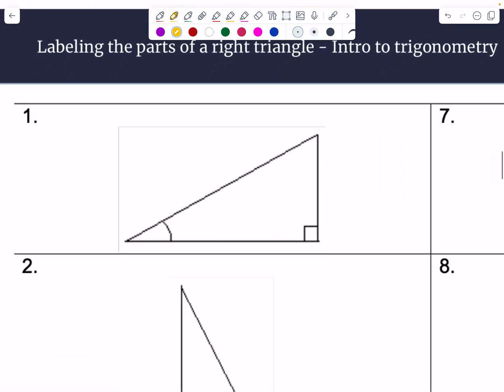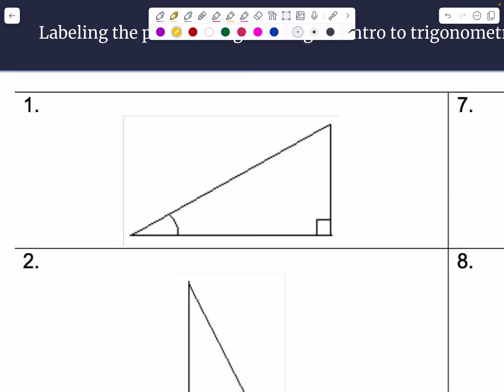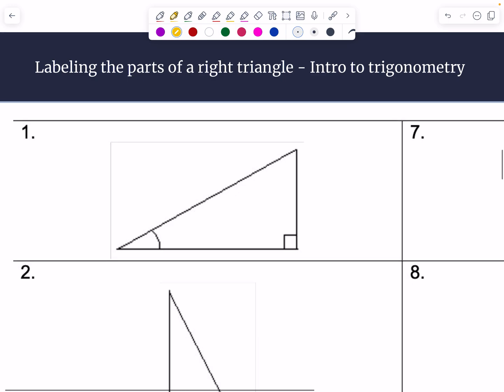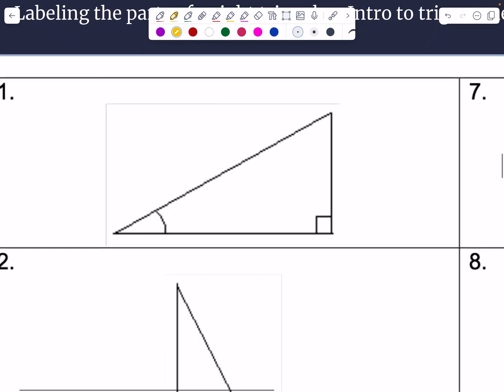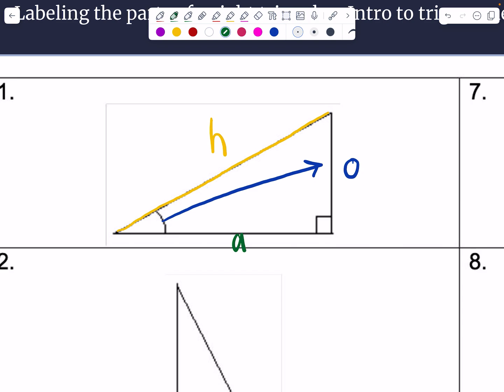So let's start and let's practice. Here's my highlighted angle, so you're always going to go from that angle. In number 1, it says label the parts of the triangle. And so let's label it. I always start with my opposite piece. What is opposite to this angle? That's this one. What is always my hypotenuse? It's always this one. And then here is my adjacent. So we have opposite the angle, we have adjacent to the angle, and then we have the hypotenuse.